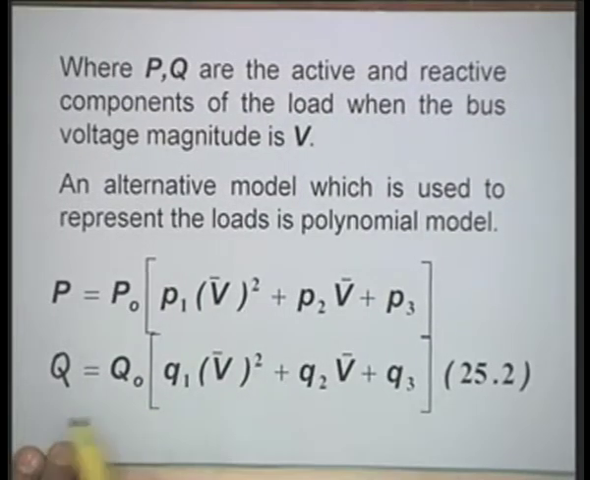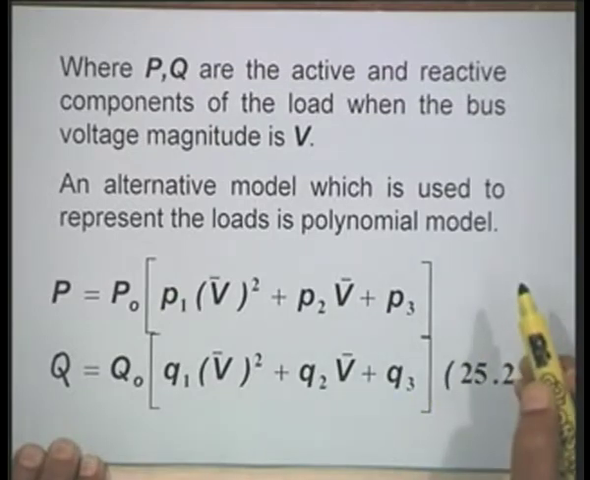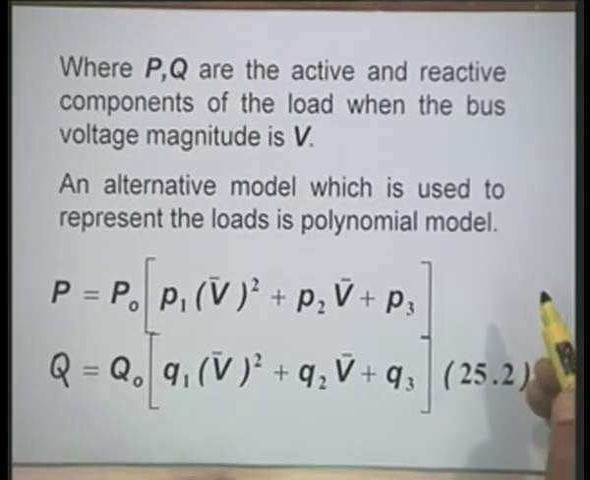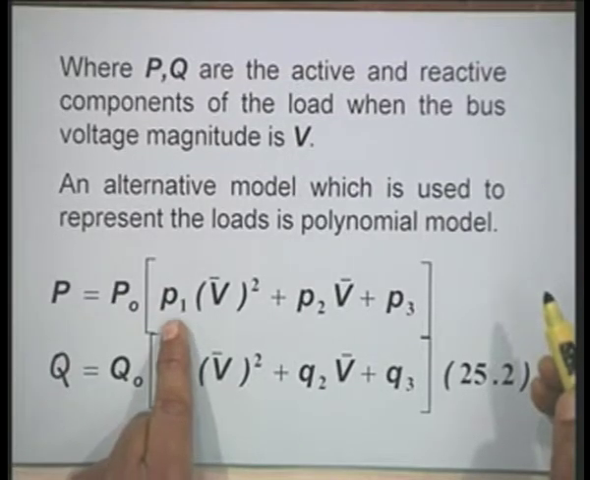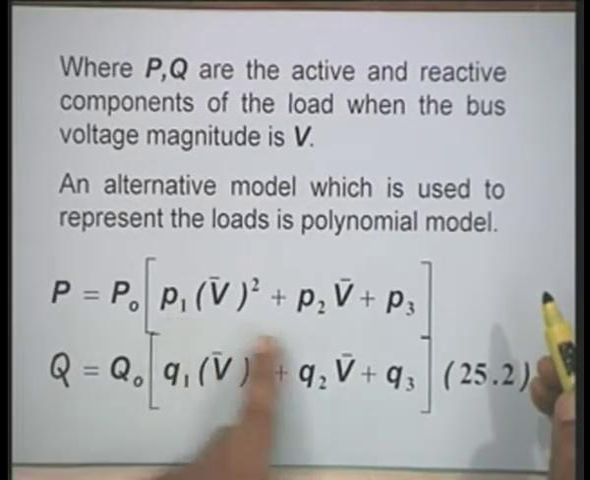Similarly, reactive power Q can be represented as Q naught multiplied by Q1 into V bar square plus Q2 into V bar plus Q3. Okay. The basic problem is that it is actually difficult to know these fractions P1, P2 and P3.